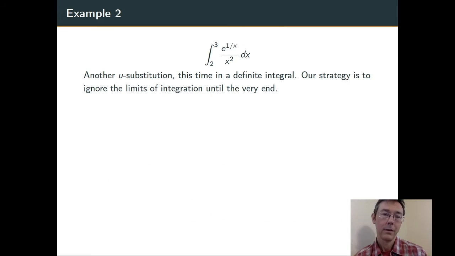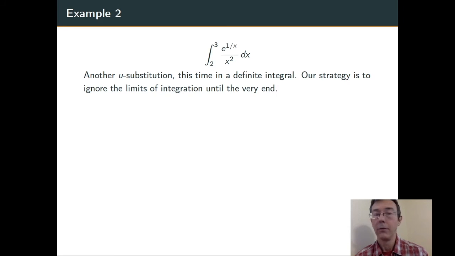Example 2. Integral from 2 to 3, e to the 1 over x squared dx. This time it's a definite integral. We don't let that bother us. We just go ahead and get an antiderivative and then plug in those limits of integration at the very end. This one's going to want another u-substitution. We have this inside function, 1 over x. It's inside the exponential function. And its derivative is a factor in this integral.